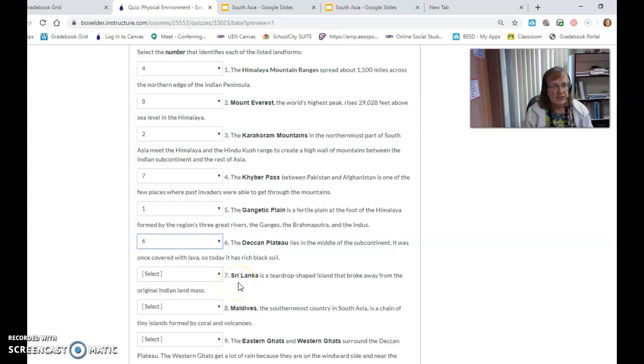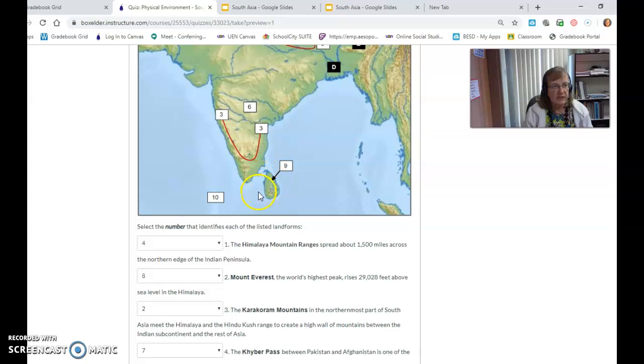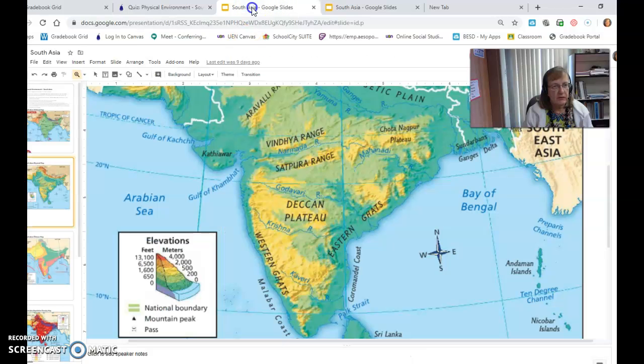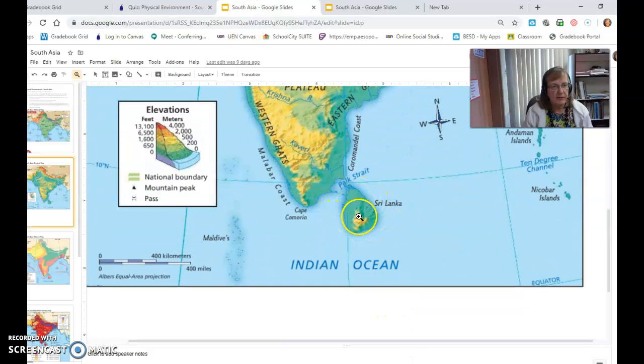Sri Lanka is a teardrop-shaped island that broke away from the original Indian landmass, and we can see a teardrop-shaped island right there, and number 9. Just for kicks, we can look over here and verify. There we have Sri Lanka.